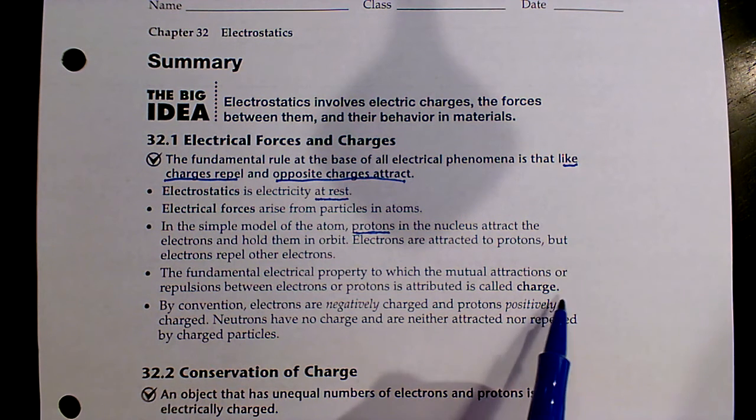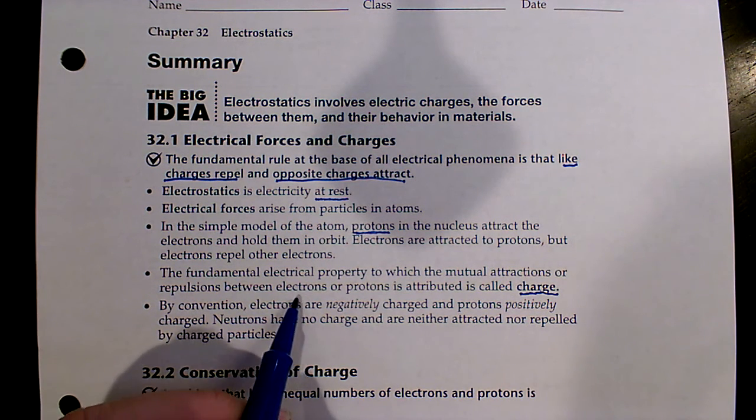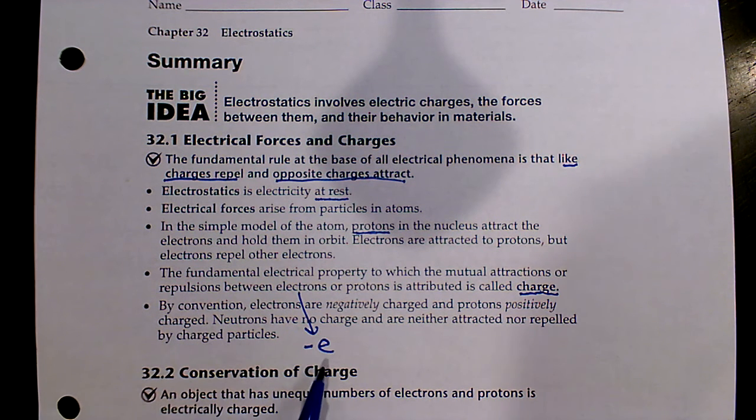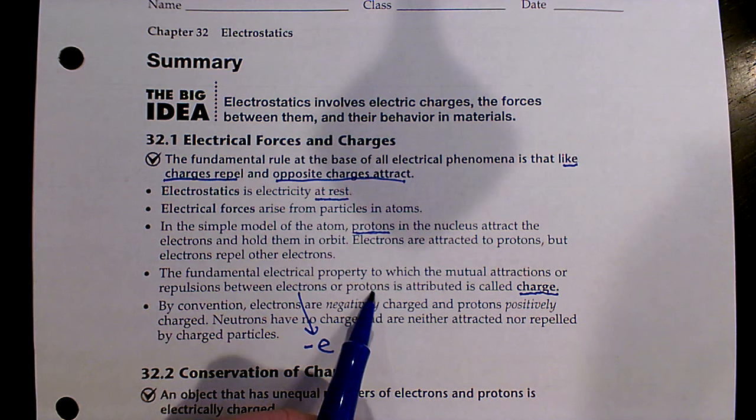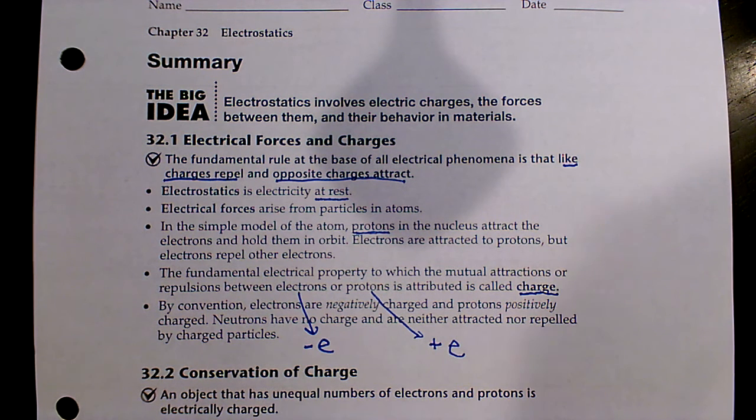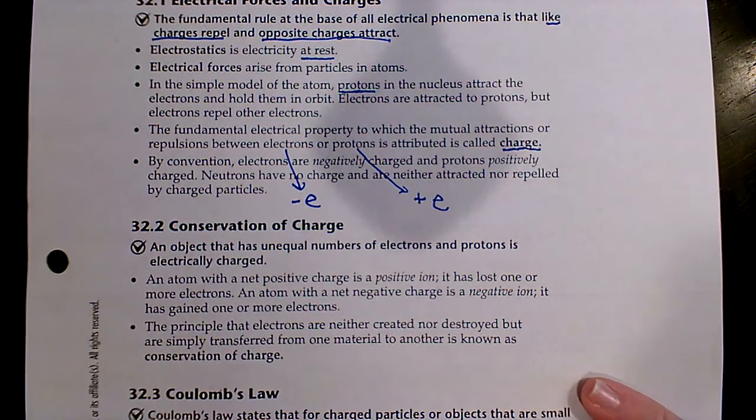When we're talking about charge, we say that electrons have a charge of negative e, e being the actual amount of charge that an electron has, and protons have a charge of positive e. Neutrons, we know, have no charge, they're neutral, and so they don't have an attraction or repulsion by either of the other particles.